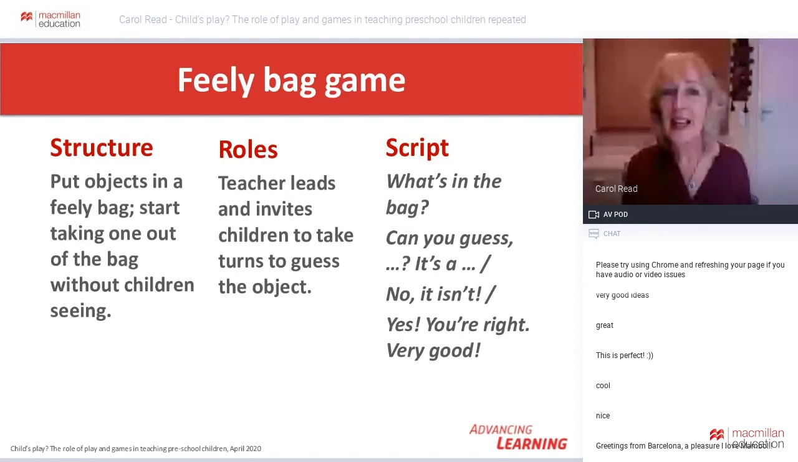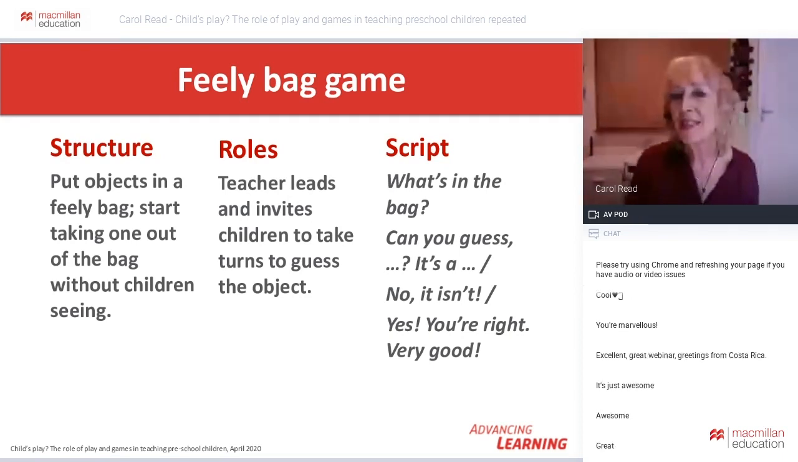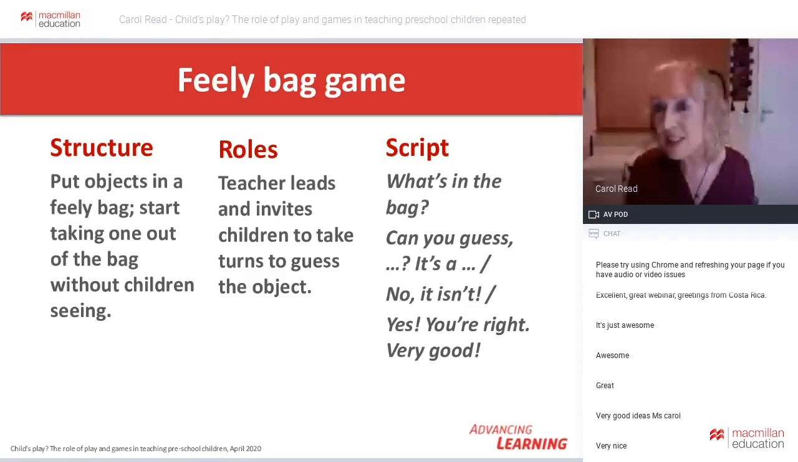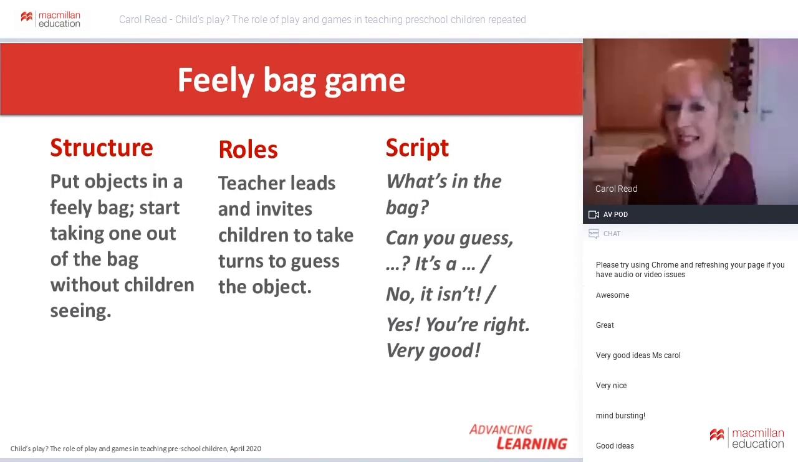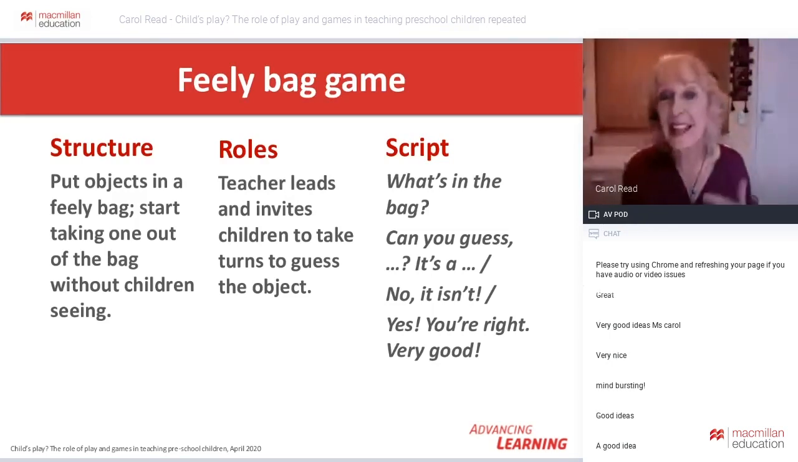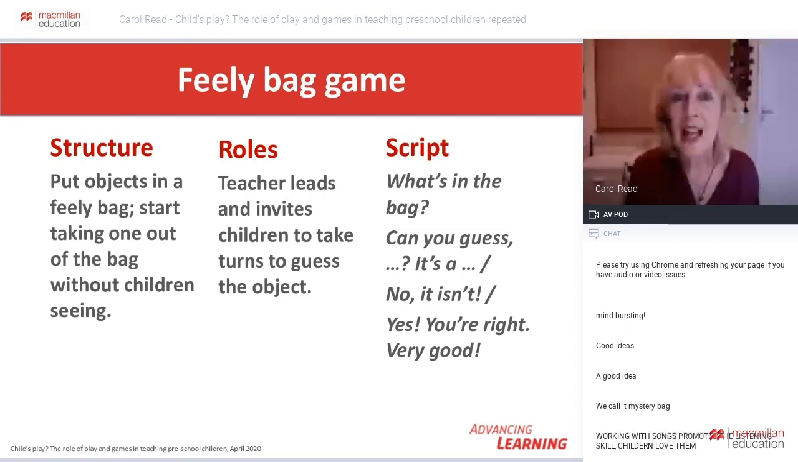Let's have a look at another example now, and one that we've already talked about, Guess What's in the Puppet's Bag. And here we can see that the structure is the teacher puts objects in a feely bag, starts taking one out, or the puppet can take one out without the children seeing, and then the children guess. So the roles there, the teacher leads and the children guess. And the script in this case is, what's in the bag? Can you guess? It's a ball. Yes, yes, yes. No, it isn't. Yes, you're right. Very good. All that kind of language.